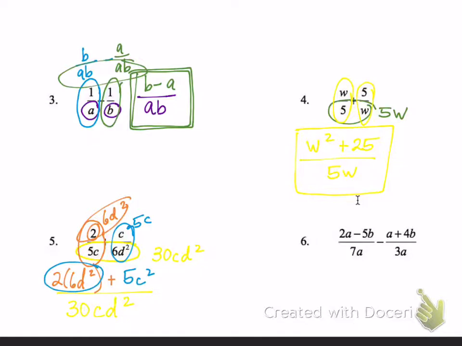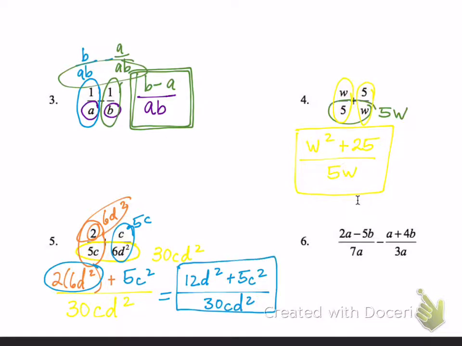And so then I'm just going to simplify this one more time to be 12d squared plus 5c squared over 30cd squared. Now, nothing will be able to cancel because neither of these two terms at the top have anything in common. So since they have nothing in common, I cannot cancel them.